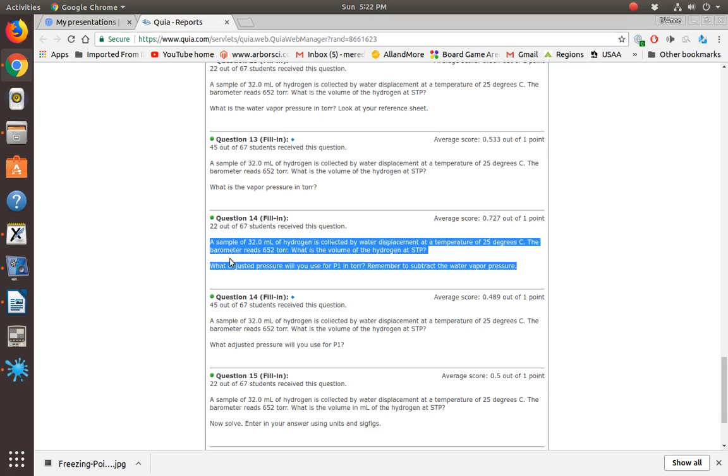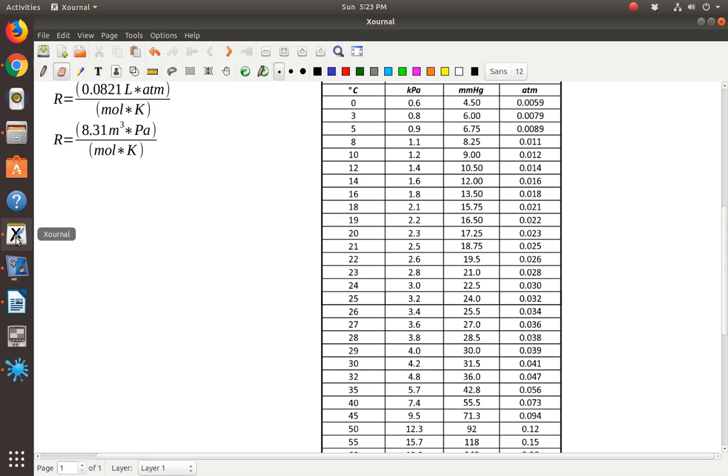But the question was, a sample of 32 mL of hydrogen is collected by water displacement at a temperature of 25 degrees Celsius. The barometer reads 652 torr. What is the volume of hydrogen at STP? So there's a couple things right here. This "by water displacement" is the key to this.